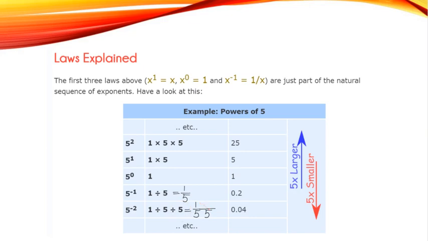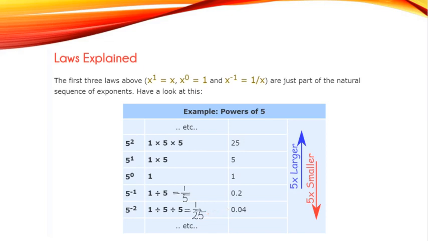So 1 divided by 5 divided by 5, and what is 5 times 5? That is 5 squared. And how much is 5 squared? 5 squared is 25. So 1 divided by 25 equals 0.04.